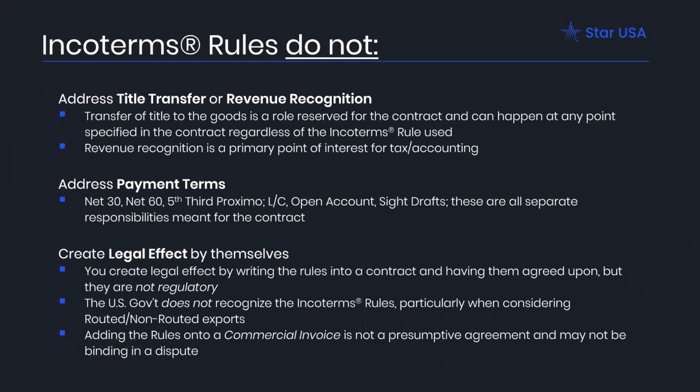And the Incoterms rules, lastly, do not create a legal effect all by themselves. You can create a legal effect by writing the rules into a contract or having them agreed upon elsewhere in writing, but they are not a regulatory factor. These are the international commercial terms, and they are not recognized formally by most governments. In fact, the US government does not recognize the Incoterms rules at all. When looking at the US regulations for exporting, Bureau of Census only considers whether the transaction is routed or non-routed. And that can apply to the Incoterms almost indiscriminately. There is no direct correlation between routed and non-routed and the Incoterms. So it's important to recognize that these do not have a regulatory basis. And simply adding the rules onto a commercial invoice is not a presumptive agreement, and it's usually not binding in the event of a dispute. The Incoterm being applied to the commercial invoice must be separately agreed to in a sales contract or purchasing contract.